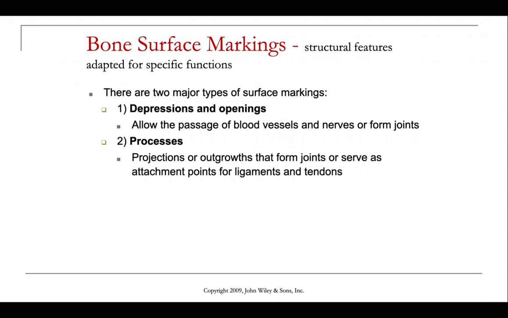So bones have surface markings. They are the structural features that we can identify for specific functions. There are two major types: depressions and openings, which allow the passage of blood vessels, nerves, or help to form joints. And then processes, which are projections or outgrowths that form joints or surface attachment points for ligaments and tendons.